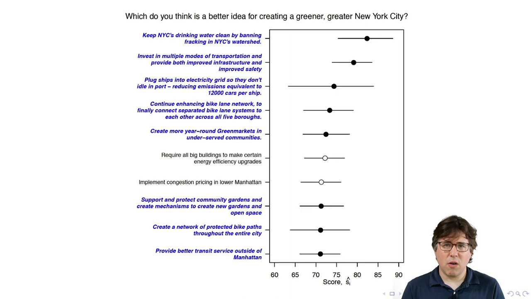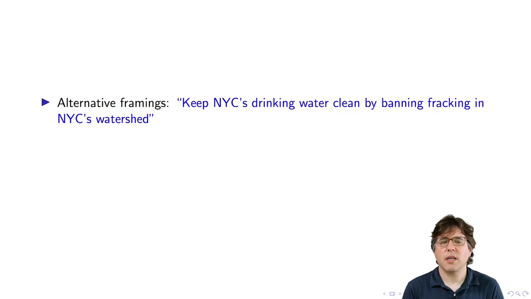We did some interviews with wiki survey creators to find out what kinds of things are getting uploaded that were not in the initial set of seed ideas. We found there were two kinds. The first is what we called alternative framings. Here's an example: keep NYC's drinking water clean by banning fracking in NYC's watershed. We said to the mayor's office, fracking is something you probably knew about, but it wasn't one of your seed ideas. They said, yes, that's true, but we wouldn't talk about it like this. We might say keep drinking water clean, but not by banning fracking in the watershed. So it's an idea they already knew about, but it's framed differently.